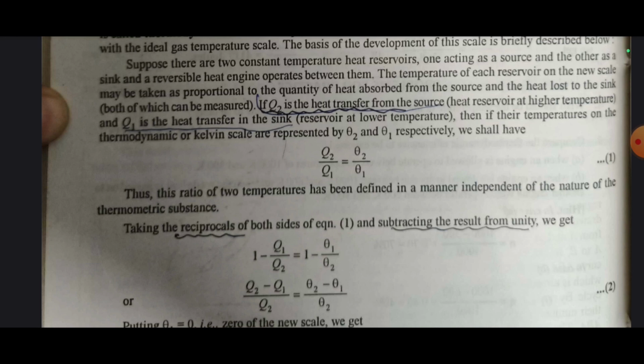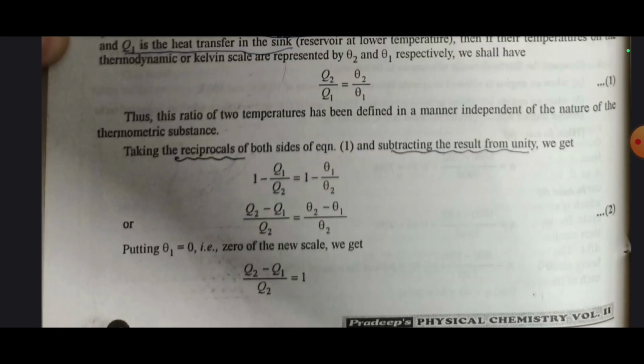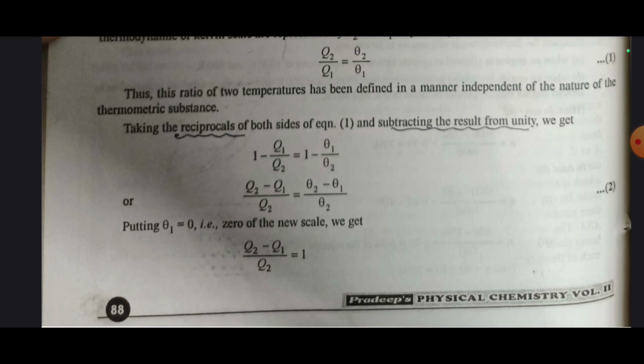If Q2 is the heat transfer from the source and Q1 is the heat transfer in the sink, and their temperatures on the thermodynamic or Kelvin scale are represented by theta 2 and theta 1 respectively, we shall have Q2 by Q1 is equal to theta 2 by theta 1, which is equation 1. Thus, this ratio of two temperatures has been defined in a manner independent of the nature of the thermometric substance.